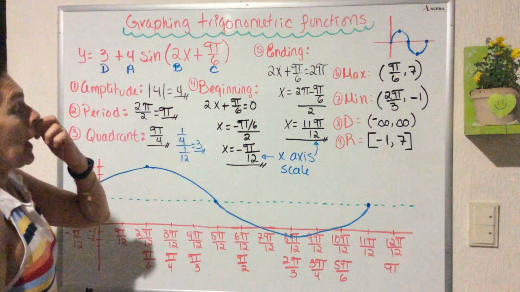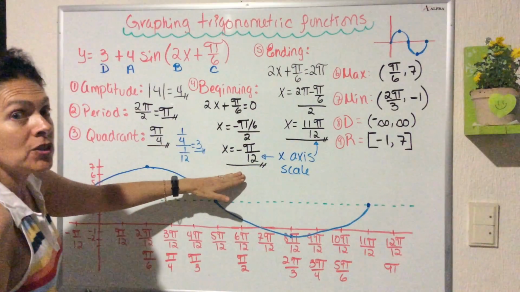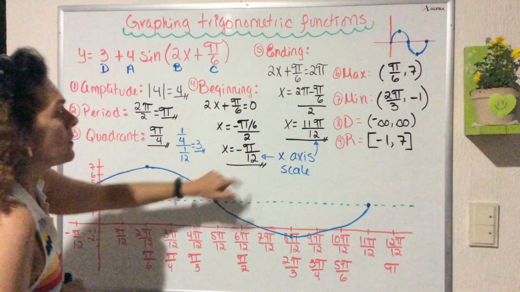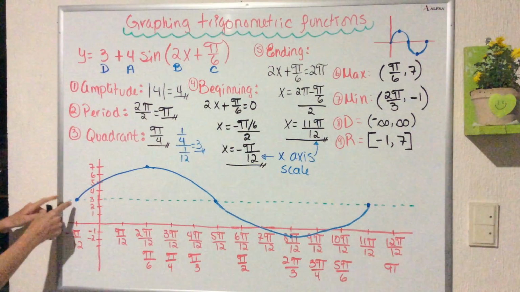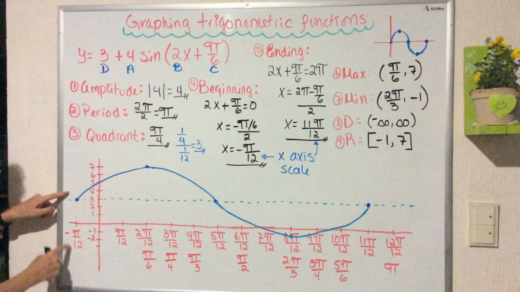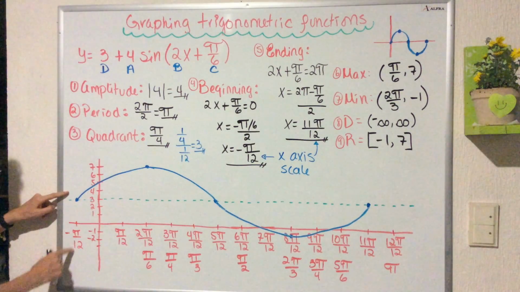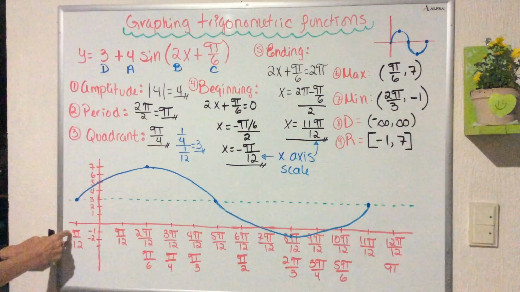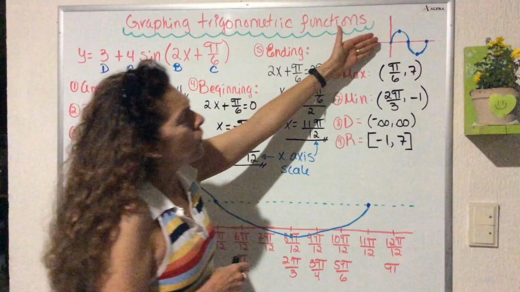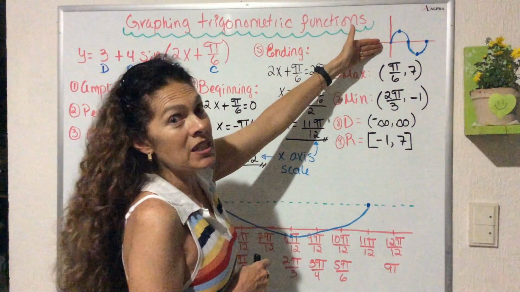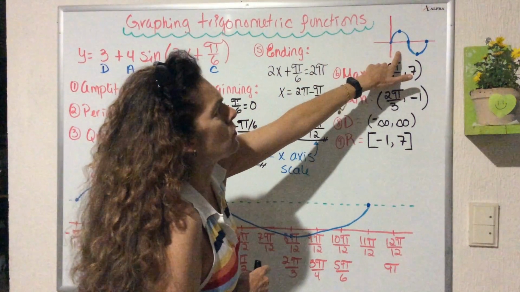Then, the beginning, dear students, we got minus pi over 12. So with this information, I know that I have to start plotting my graph at negative pi over 12. So at negative 1 pi over 12, one to the left here. And look, remember the form of our positive sine function, which is this one.